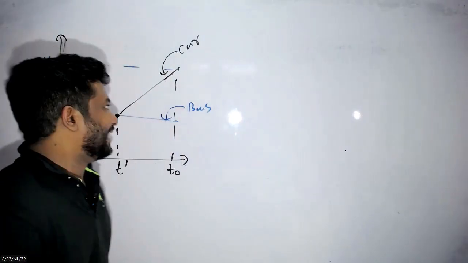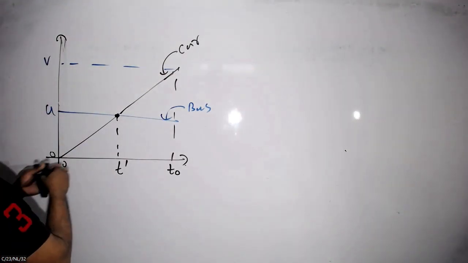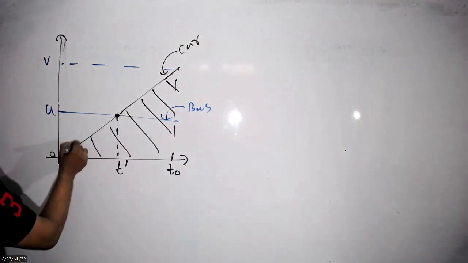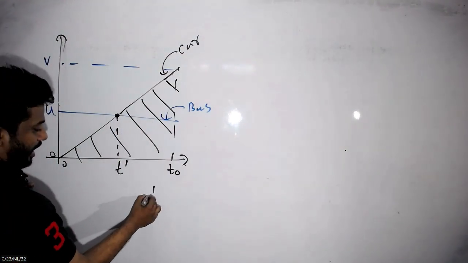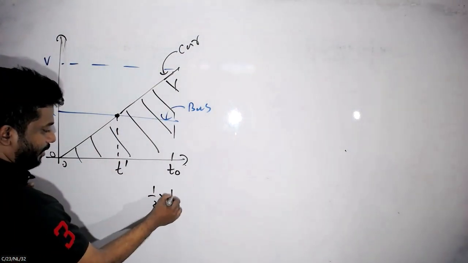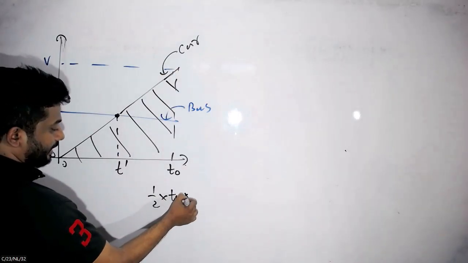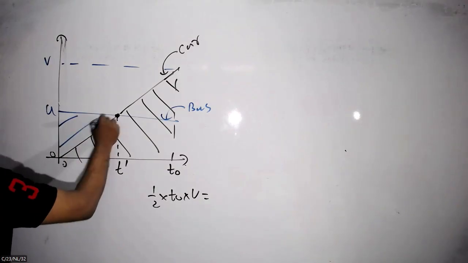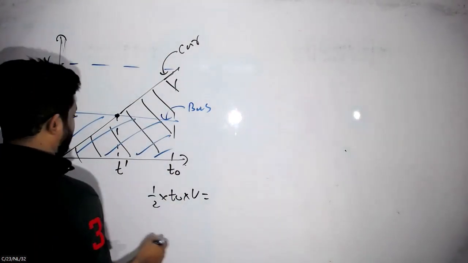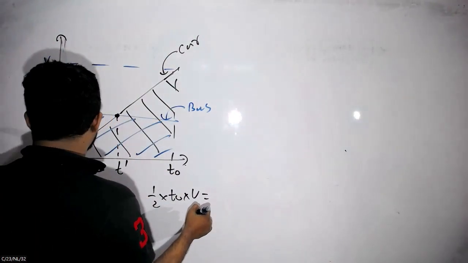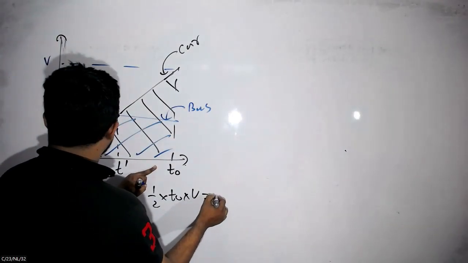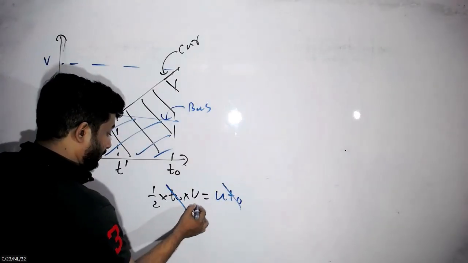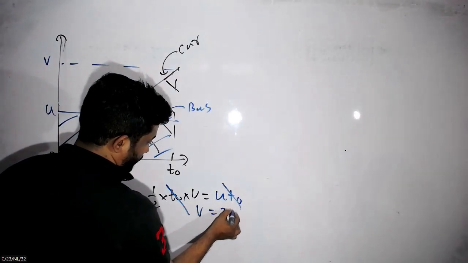Got it? Then you can obtain this velocity by equating the two displacements. This is the displacement acquired by the car, half into base t naught, altitude v. It should be equal to the displacement of the bus, u into t, the area of this rectangle, u into t naught. Then t naught and t naught cancel out, v is equal to 2u.